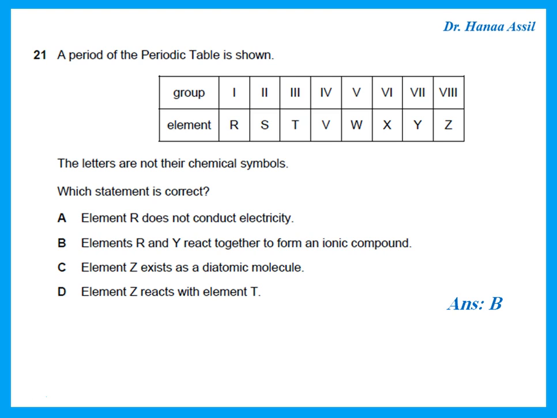So yes, if I have sodium and chlorine, for example, they will react to form an ionic compound. Element Z exists as a diatomic molecule? No. He's saying Z is in group 8. Anything in group 8 is monatomic. Element Z reacts with T. Well, Z in group 8 does not react with anything. We said they are unreactive gases.